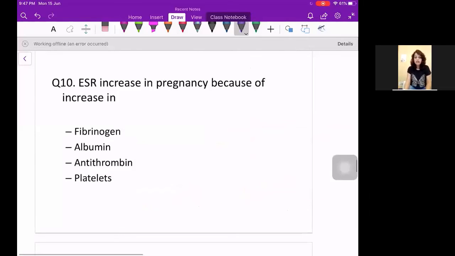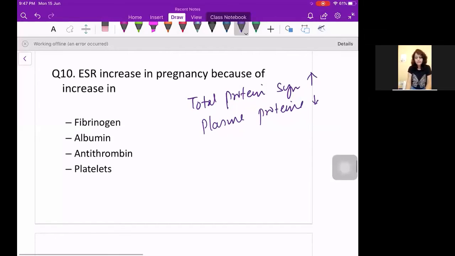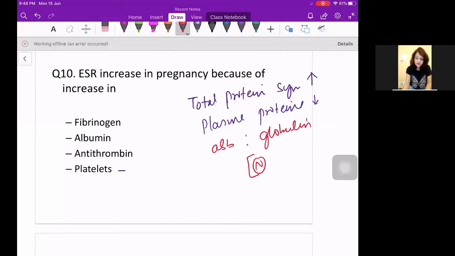Next, ESR increases in pregnancy because of increase in... You see that in pregnancy, there is total protein synthesis which is increased, and plasma proteins are decreased because its utilization is faster. Fine. Platelets, there is gestational thrombocytopenia, and albumin to globulin ratio is reversed. Normally, albumin to globulin ratio is 1.7:1. So in pregnancy, it will reduce to 1:1 because albumin is the main binding protein for various hormones and its utilization is fast.